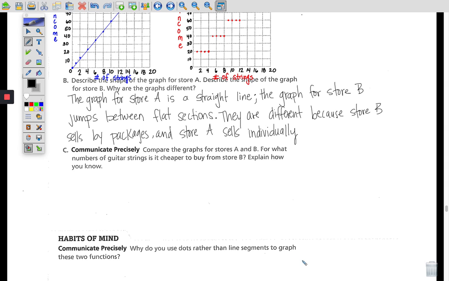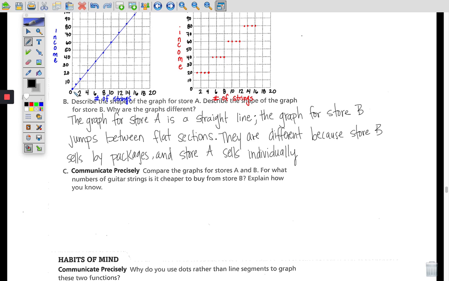Alright, now they want us to compare the graphs for stores A and B. For which numbers of guitar strings is it cheaper to buy from store B? So if I want to just buy one guitar string, one right here, it only costs me $6. Where if I just needed one guitar string at store B, it would cost me $20. If I needed two, it would cost me $12. Store B would cost me $20. If I needed three, it would cost me $18, where at store B, it would still cost me $20.